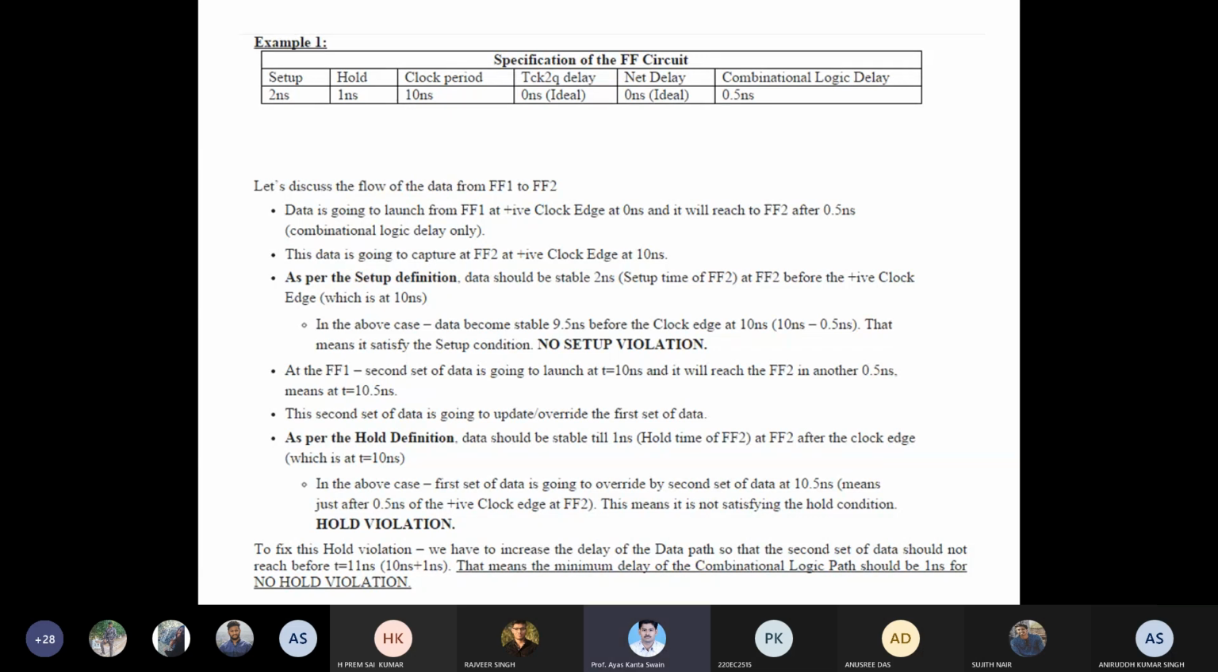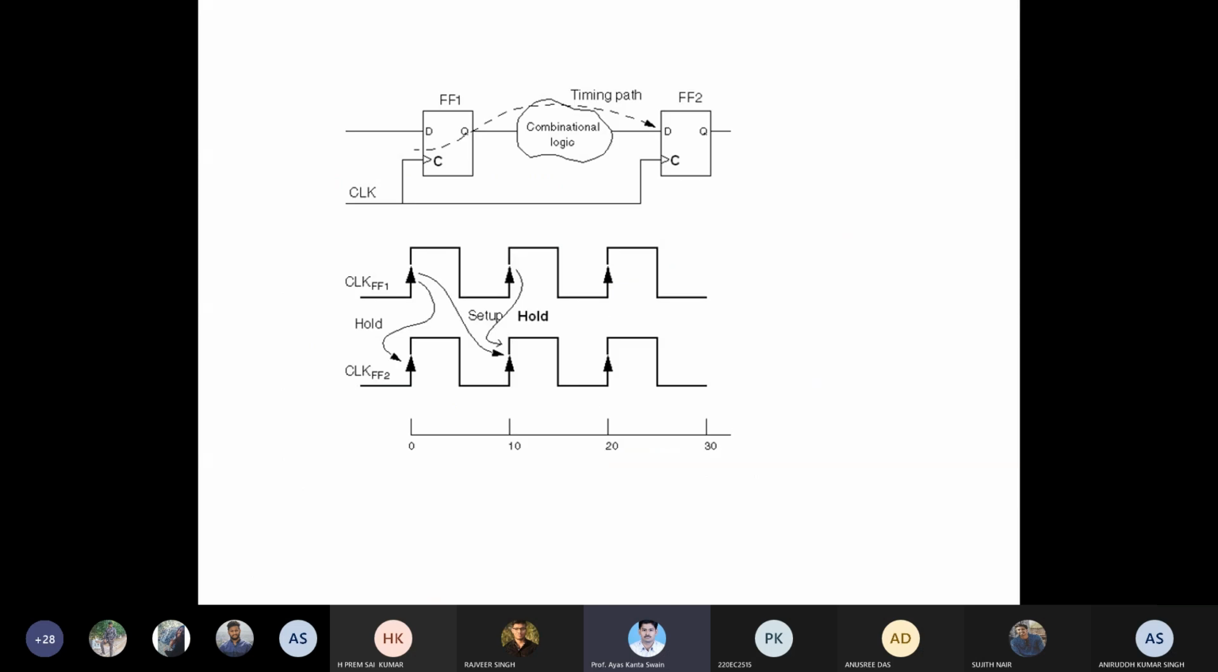Okay, I am reading one by one. Though I can make you understand in one line, it is better to go with the flow. It takes time, but you will understand in a better way. So let us discuss the flow of the data from FF1 to FF2. Just see the diagram once.